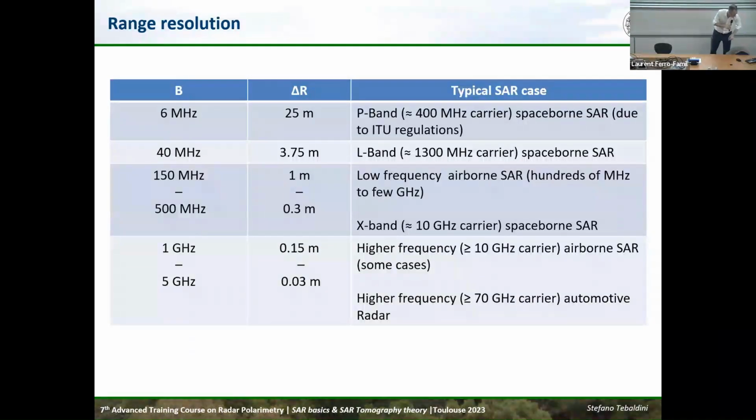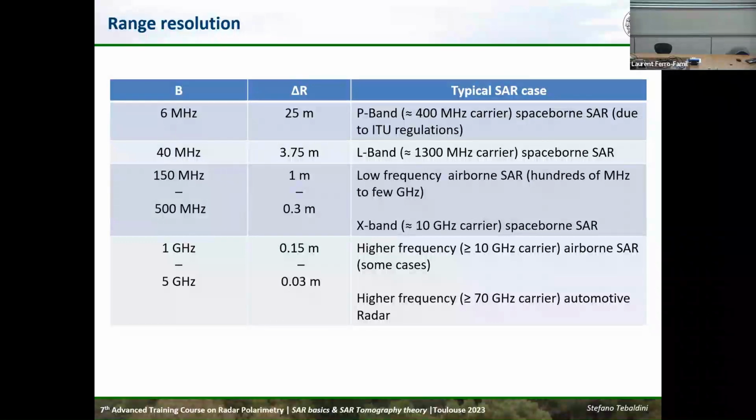So this is just to give you some example. I think it's always very important to have some feelings about the numbers. Biomass, due to ITU regulation, will implement a bandwidth of just 6 megahertz. And with 6 megahertz, you have a range resolution of 25 meters. A typical L-band SAR can have a bandwidth of about 40 megahertz.